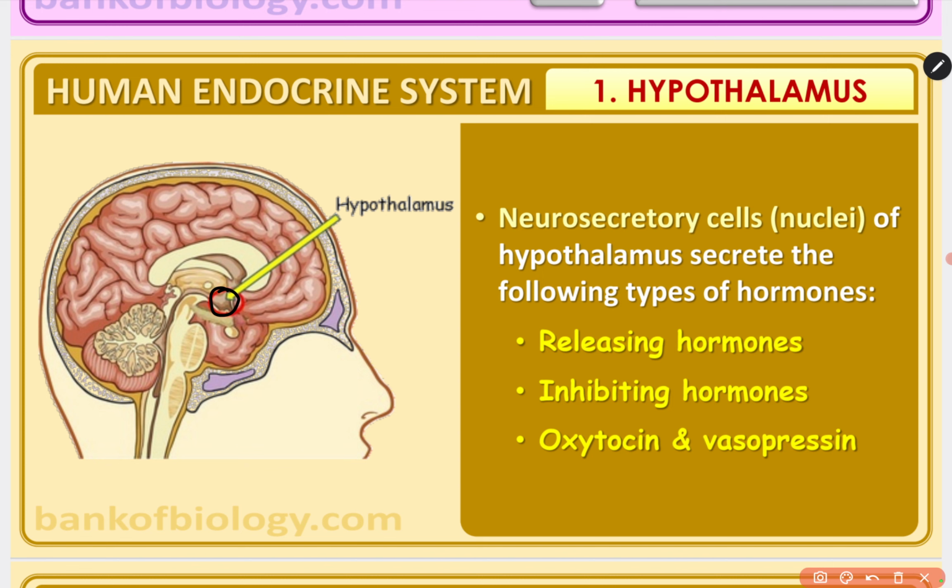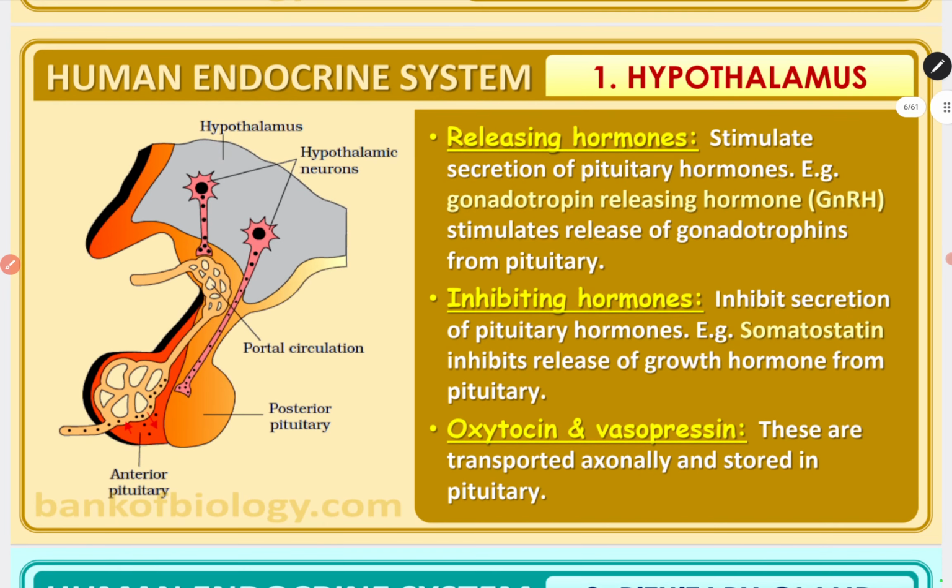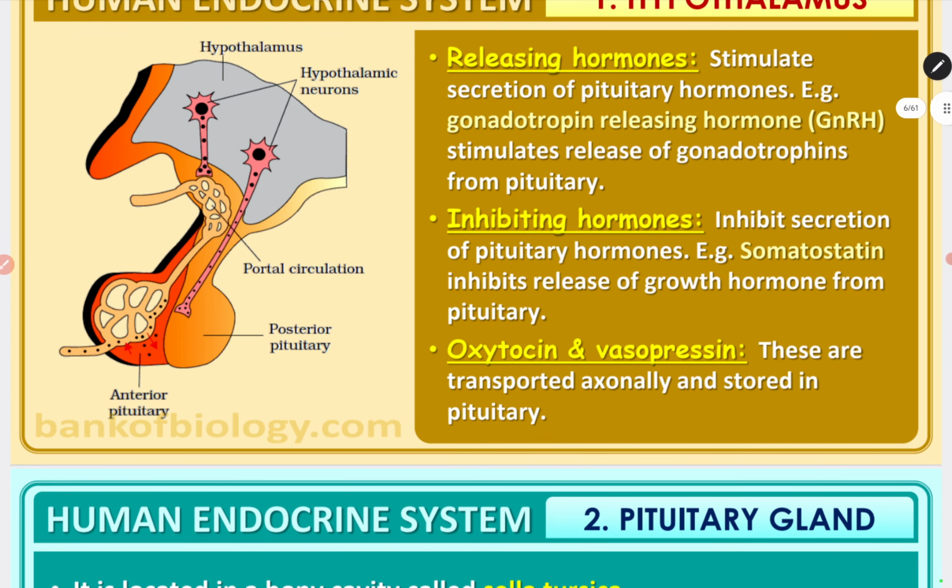Neurosecretory cells or nuclei of hypothalamus secrete the following type of hormones. One is your releasing hormone, inhibiting hormone and oxytocin and vasopressin. Next, coming to releasing hormones, it stimulates secretion of pituitary hormones. Example, gonadotropin releasing hormone GnRH that stimulates release of gonadotropins from pituitary. Details we will cover afterwards. Inhibiting hormone, it inhibits the secretion of pituitary hormones.